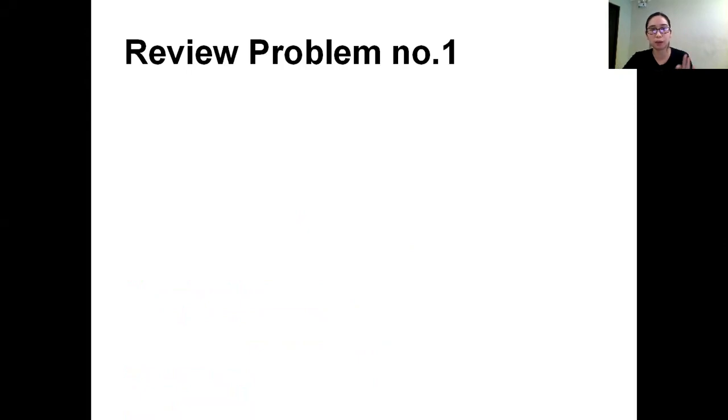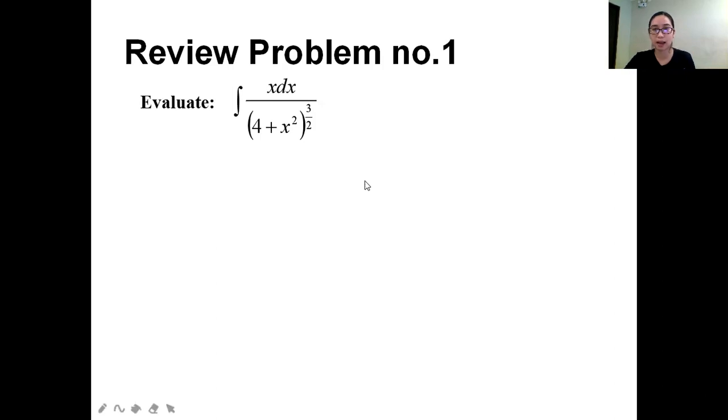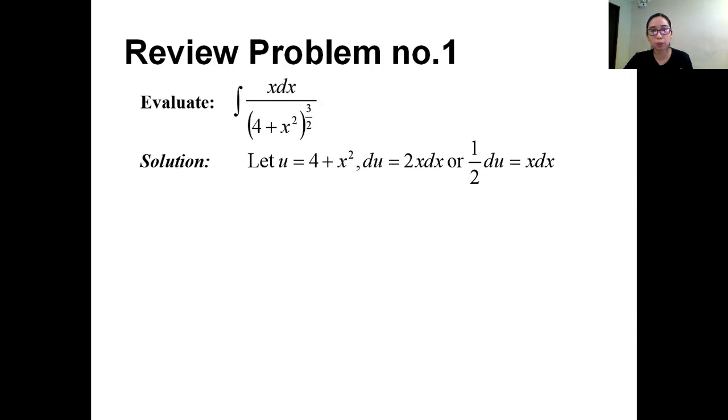So we have 3 review problems from our previous topic, which is the chain rule. Now if we are asked to evaluate the integral of x dx over quantity 4 plus x squared to the power of 3 halves, for our solution, we are going to use the method of substitution, or chain rule. We let u be equal to 4 plus x squared.